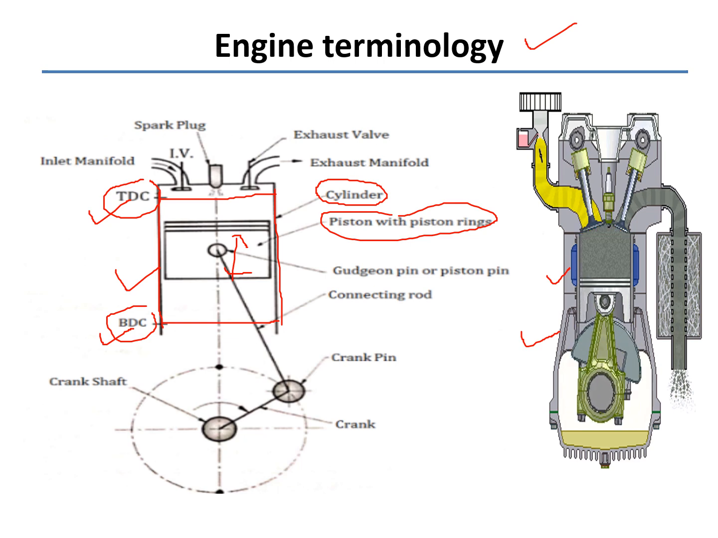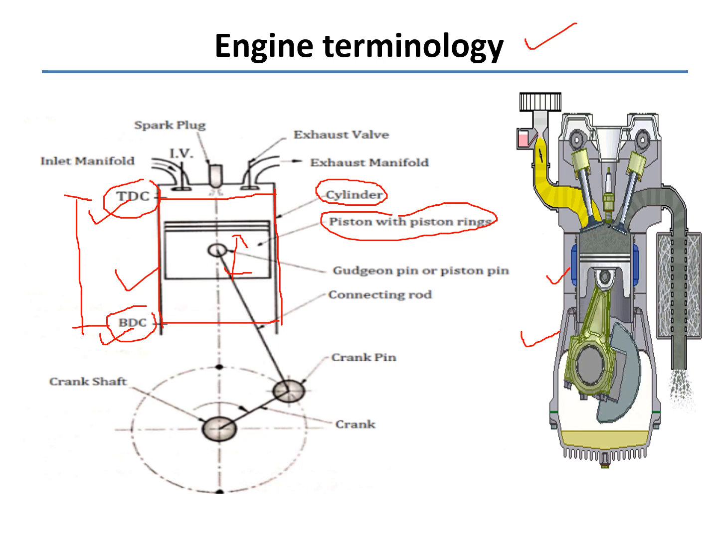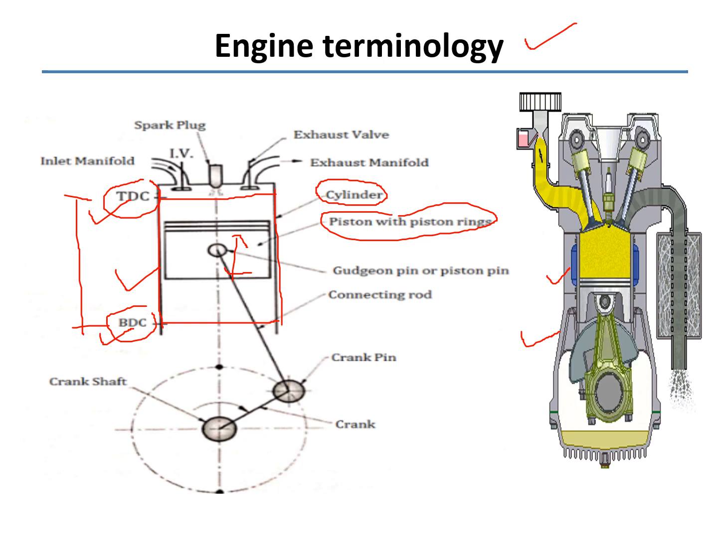So this complete translation, either from TDC to BDC or from BDC to TDC, is known as the stroke. As I already told you in the classification of the IC engine, two-stroke engine and four-stroke engine, we are using the word stroke. So when the piston moves from one extreme position to the other extreme position, that is called one stroke.